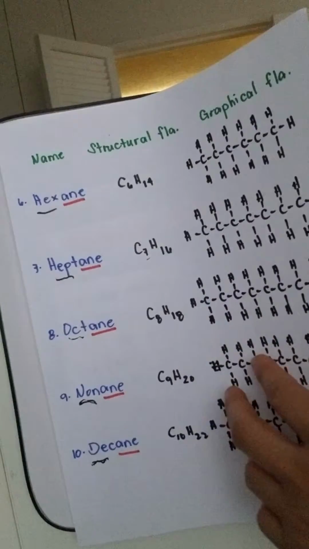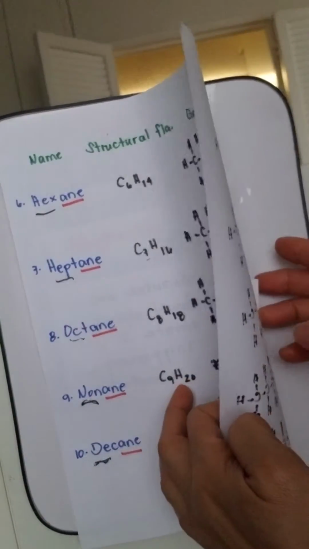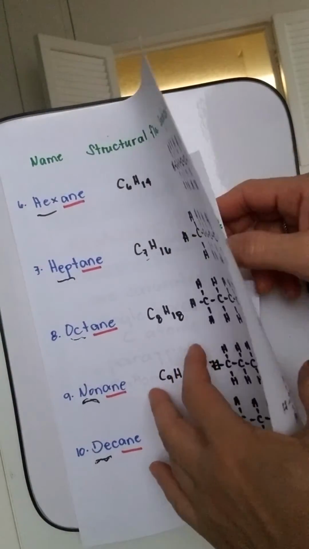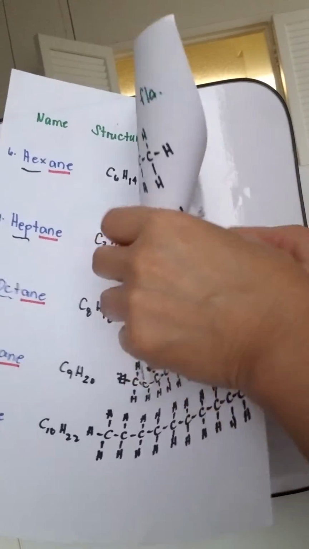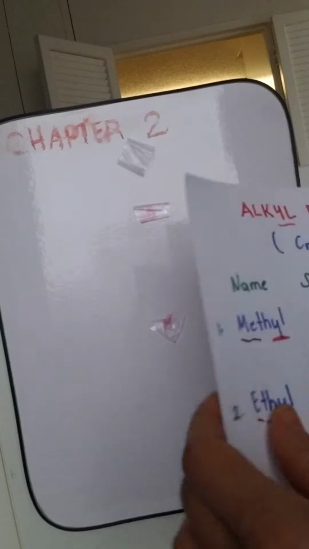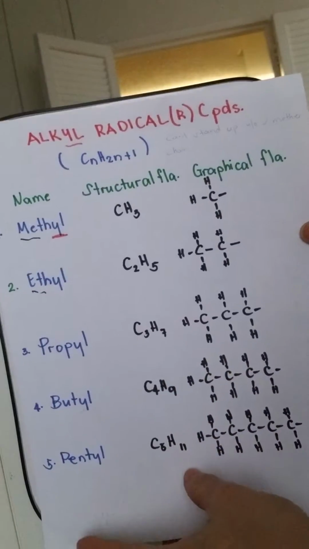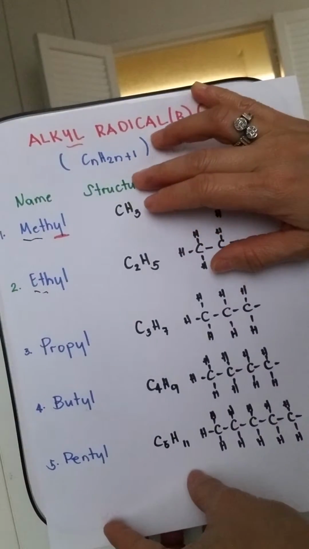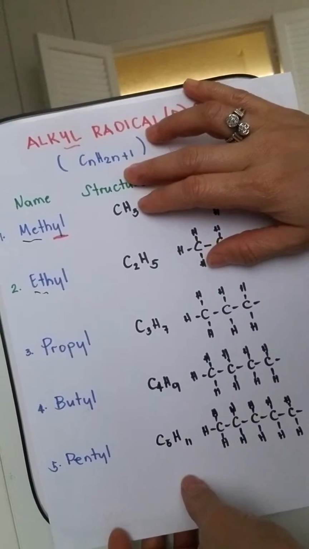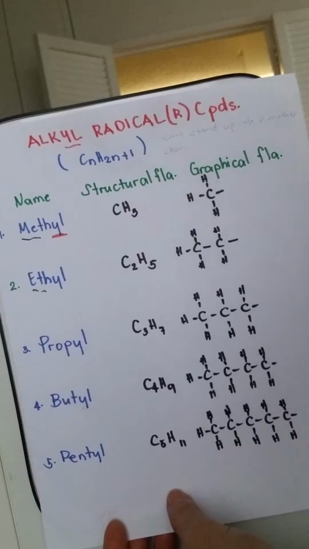And the next is, if we have alkanes, we also have the so-called alkyl radical. What is an alkyl radical? These are only groups of hydrocarbon compounds that cannot stand without the main structure. So this is only a branch or a group that cannot stand alone without being attached to the main structure.